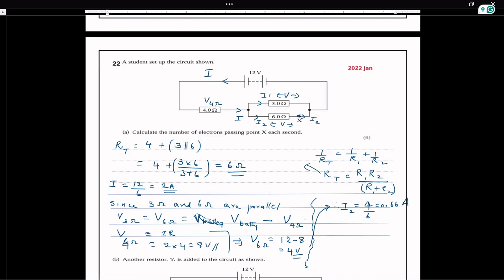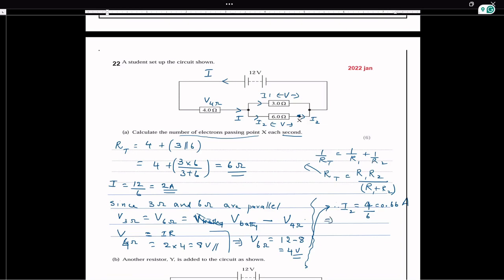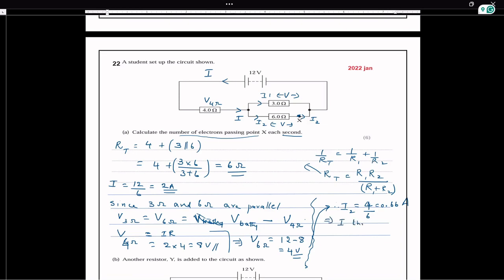Now what they are asking is, what is the number of electrons passing through point P in each second. So again, time is taken as 1 second. So I2 is this much, that means I through point X equals 0.66 amperes. This is I through X. So number of electrons passing per second.